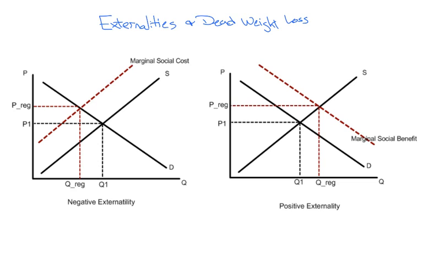So we want to just take a look at how we have deadweight losses when there are negative externalities, and then how we correct for those and so on. So actually we're going to start off with the positive externality side of this. And as you look at the positive externality side, this is pretty easy to do.